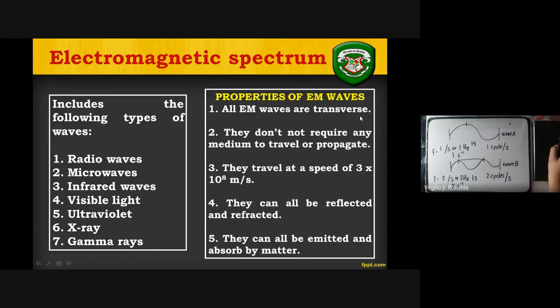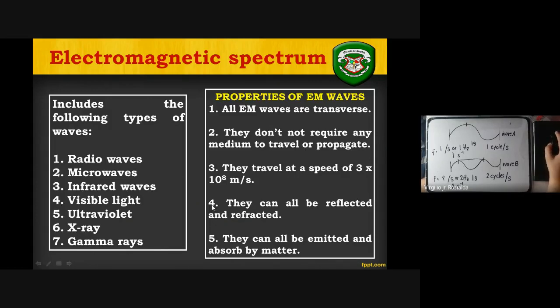they do not require any medium to travel or propagate. As I said, an electromagnetic wave does not require any medium at all for it to propagate or travel. Number 3, they travel at a speed of 3 times 10 raised to 8 meters per second, which happens to be the speed also of light, since light is an electromagnetic wave. Ang visible light natin ay electromagnetic wave, so therefore, the speed of light is 3 times 10 raised to 8 meters per second mismo. Kasi the light itself is an electromagnetic wave.